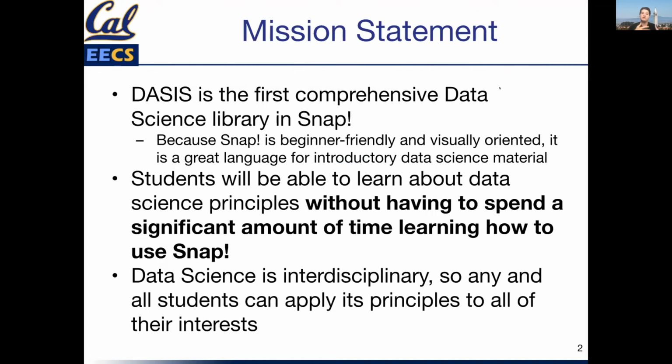So DASIS is the first comprehensive data science library in Snap for beginners. Because Snap is very beginner friendly and visually oriented, it's a fantastic language to introduce this kind of content to students. They'll be able to learn data science principles without having to spend a significant amount of time learning how to use Snap. As we all know, Snap is very intuitive, it's very beginner friendly, and these were all reasons why I began undertaking this project in the first place.